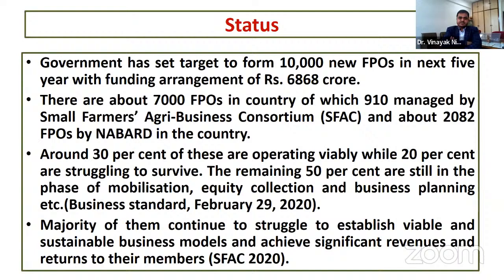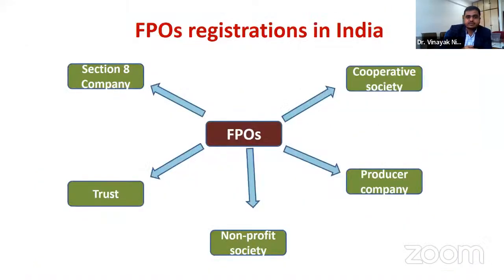This means roughly about 30% of these farmer producers organizations are operating viably and are successful, while the others are still struggling. This was also highlighted by the SFAC study.